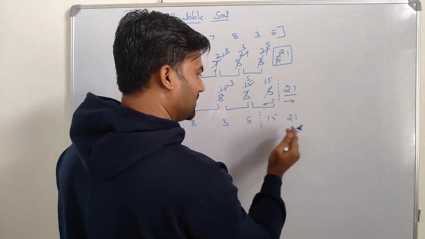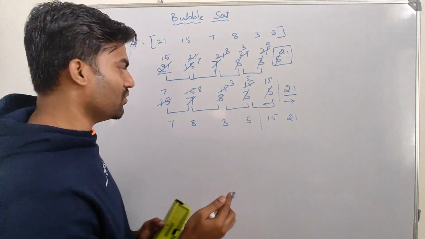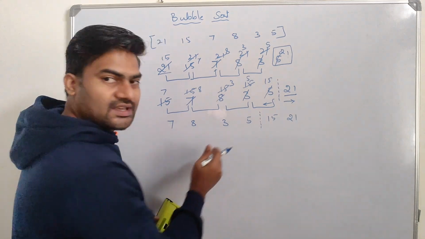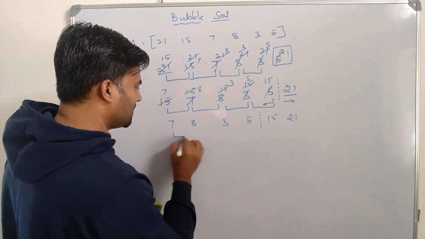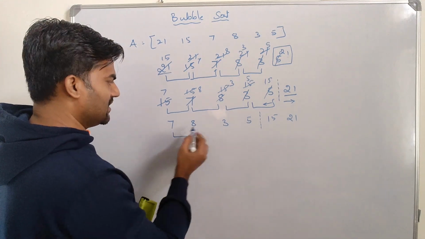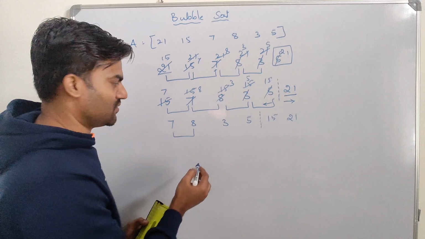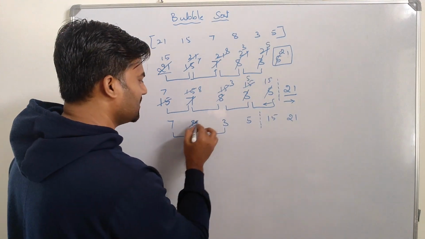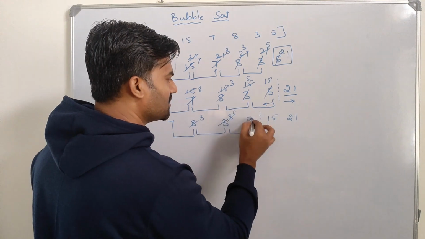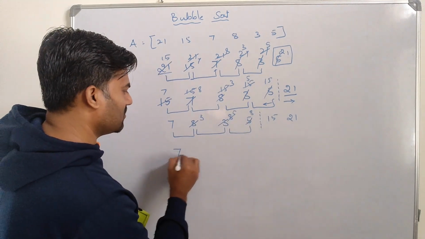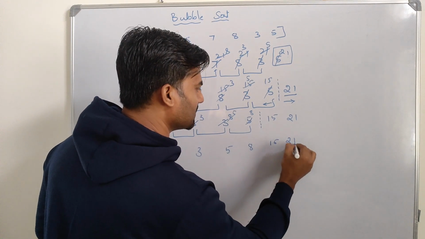The right side is sorted and the left side is unsorted. The next iteration should go only till the end of the unsorted values. Now we will repeat between 7 and 8. Already 8 is the max value, so it is already on the right side and there is no need to swap. Now between 8 and 3, we will have to swap them. Now between 8 and 5, we will have to swap them. At the end of this iteration we get something like this.